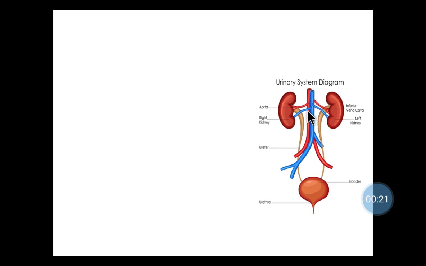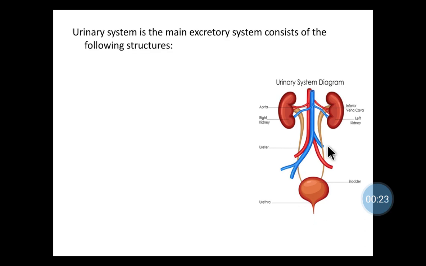This is the urinary system diagram. It is the main excretory system. It consists of the kidneys, ureter, bladder, and the urethra.